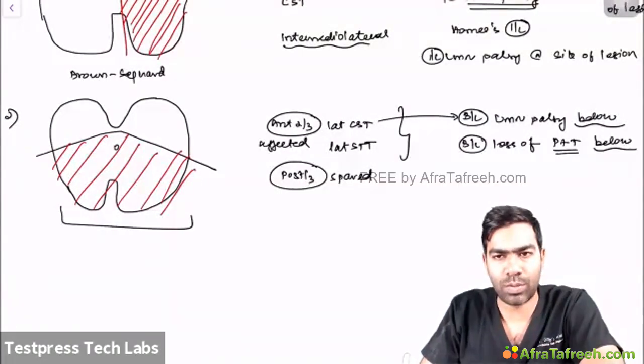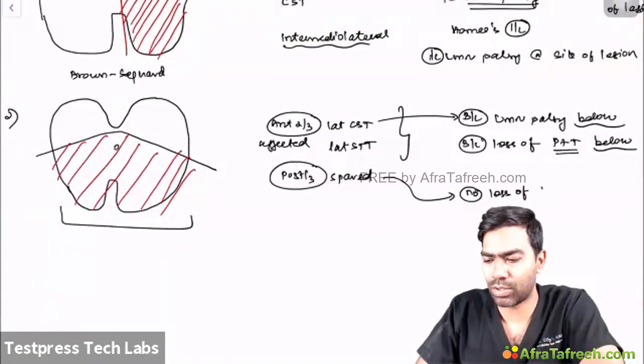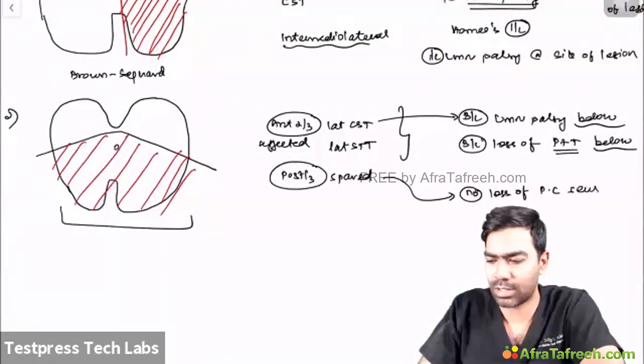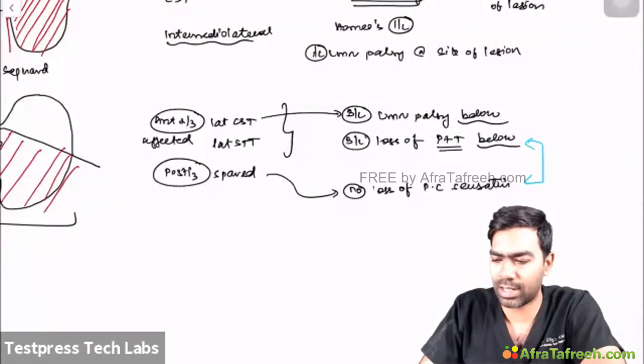And because posterior 1/3 is spared, you will have no loss of fine touch, pressure, joint position, and all these things. So there will be no loss of posterior column sensations. As we discussed already, this kind of sensory loss is an example of a dissociative sensory loss. And we already discussed about this.